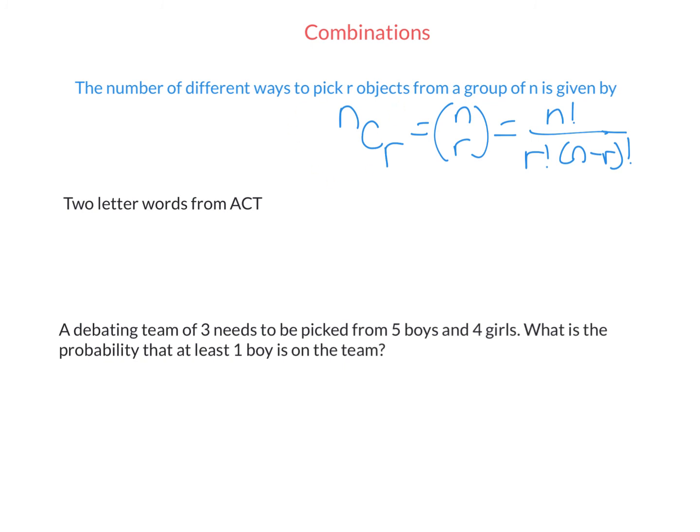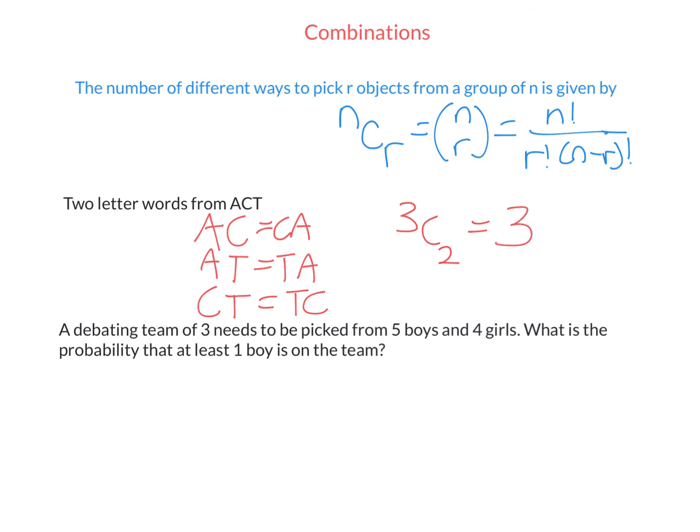So what do they actually count? Let's say I want to find the number of two-letter words I can pick from ACT. I could pick an A and a C, an A and a T, or a C and a T. For combinations, the order doesn't matter. It sees AC as the same as CA and AT the same as TA, and so on. I could have calculated this using combinations. 3C2 is equal to 3. There are 3 different ways I can pick 2 letters from the word ACT.